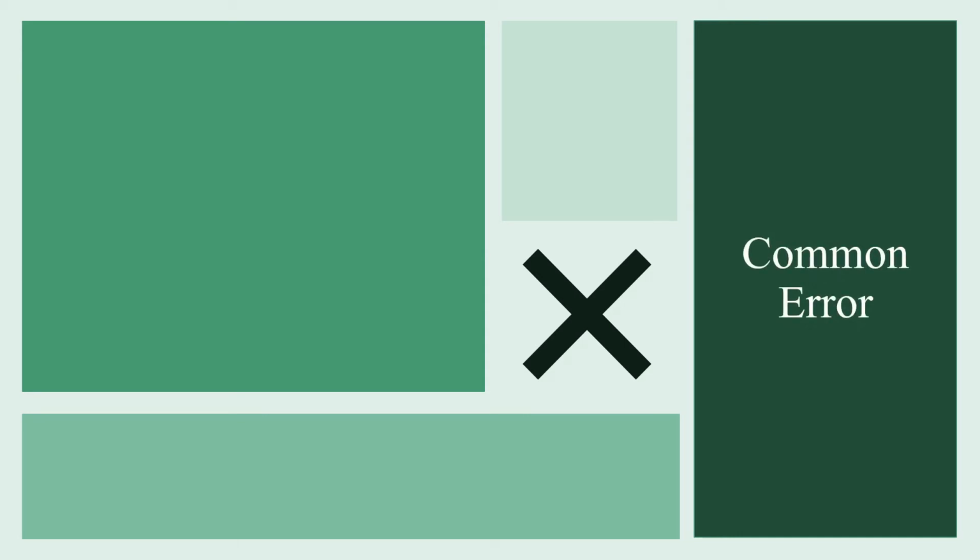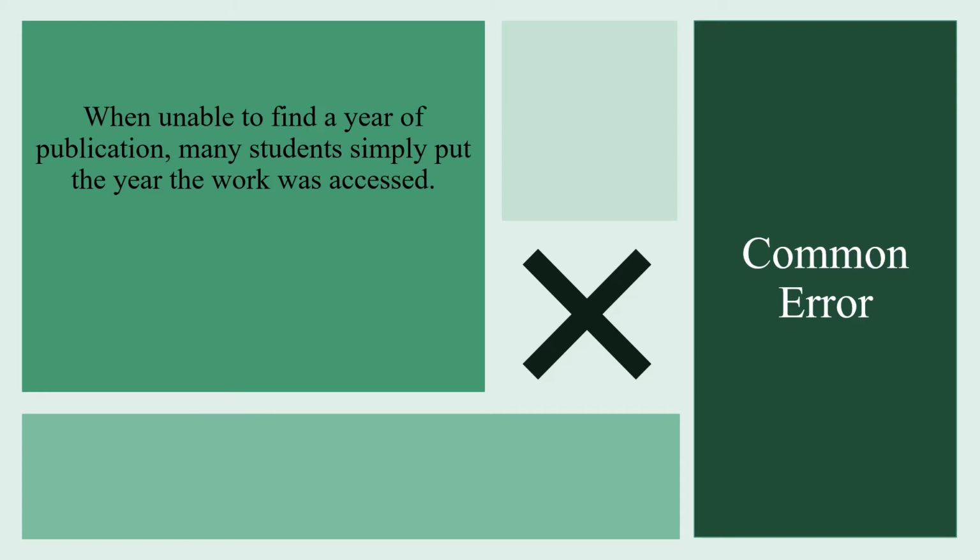Although this format is relatively easy, there is a common error that it is important for you to avoid. When unable to find a year of publication, many students simply put the year the work was accessed. Do not do this. Although it may seem reasonable and it may seem easy, there is a rationale as to why we would use ND in place of the year the work was accessed.